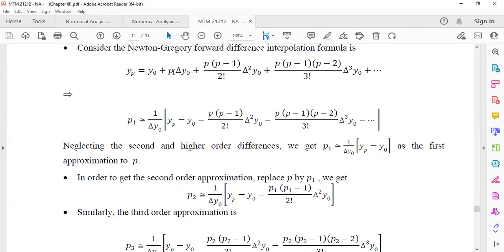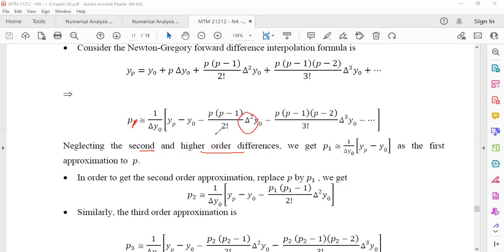If you keep this one on this side, you have to take all the other terms to that side, and I need to divide it by delta y naught. So that's what is happening here. For the first value, I'm taking it as P1. Sorry, there's a typo, so this one should be P, not P1.